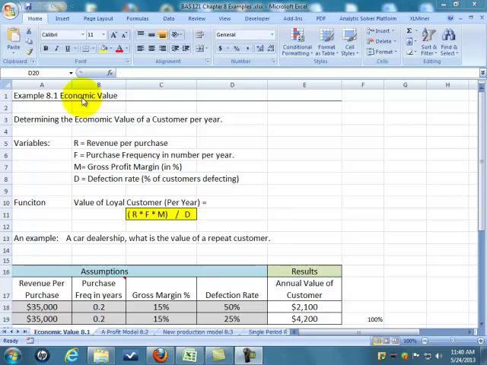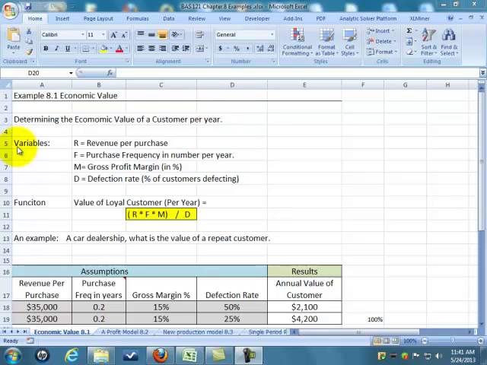So the first example they give us is talking about economic value and determining the economic value of a customer per year. Remember the Netflix example, lots of businesses are interested in which customers are valuable and which are profitable and which ones aren't profitable and how much profit. Remember the Netflix example where we talked about the infrequent users. That was kind of the sweet spot. The guy that had the Netflix subscription but only watched a couple movies a year was very, very profitable to Netflix, as opposed to the customer that was a frequent user of the service.